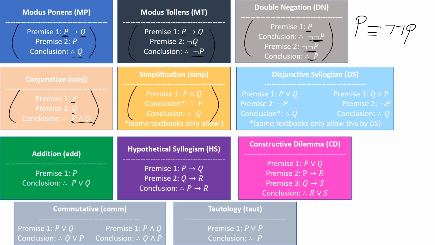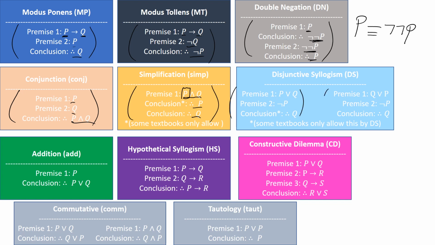Next we have simplification. If we have the premise P and Q, we can simplify to get P by itself. In a lot of textbooks you can only simplify the first term, not the second one. The Suppes and Hill textbook allows you to infer either of them. It just depends on the textbook. It's a matter of convention. It is Saturday and it's hot outside. Therefore, it is Saturday.